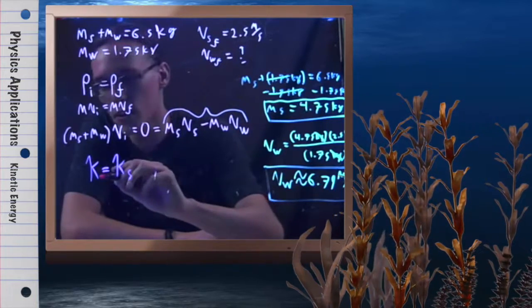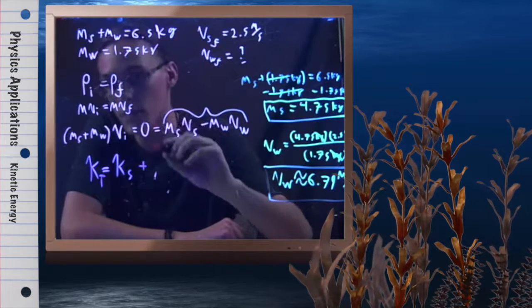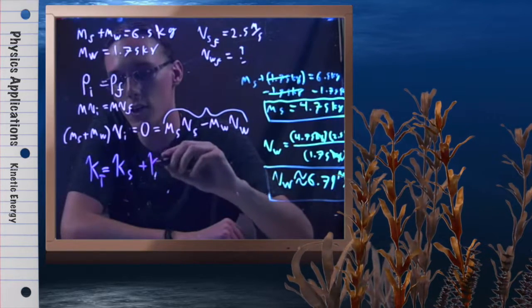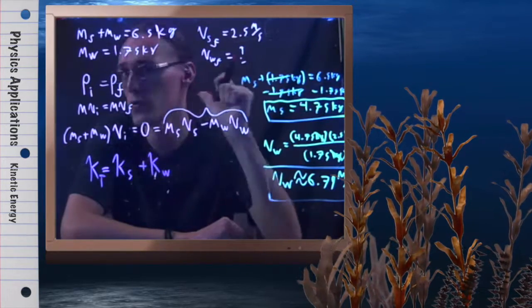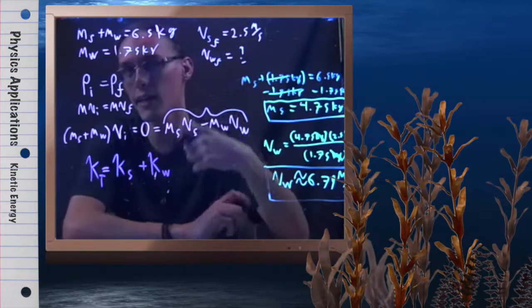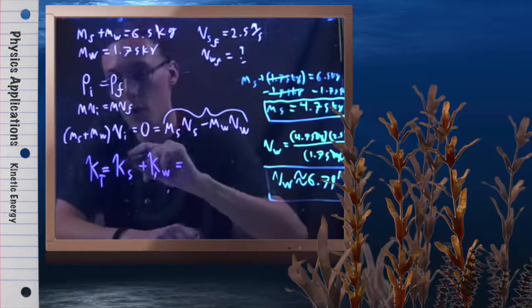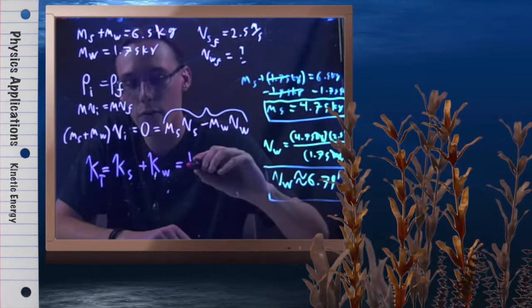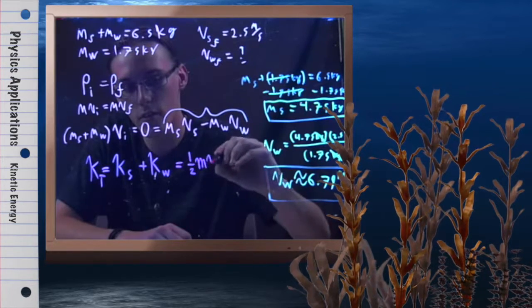And so if you want the total kinetic energy, that's the kinetic energy of the squid plus the kinetic energy of the water. Remember, kinetic energy doesn't have a direction like momentum does. It can't be pointed in some direction. Kinetic energy is just an amount of energy. And so remember, the formula for kinetic energy is half the product of an object's mass and the square of its velocity.